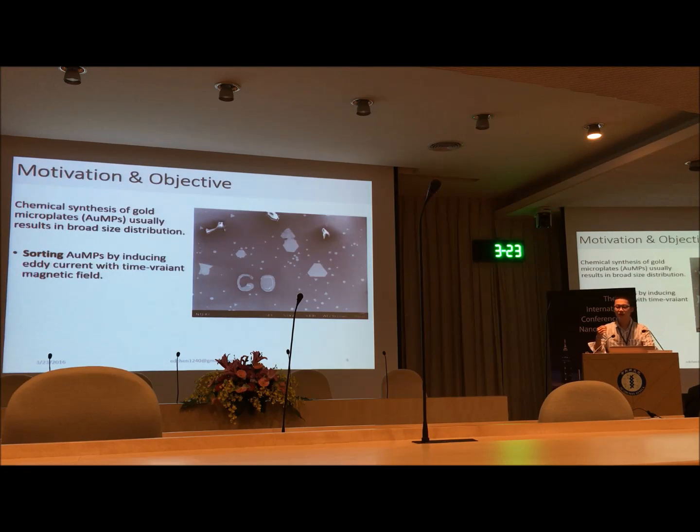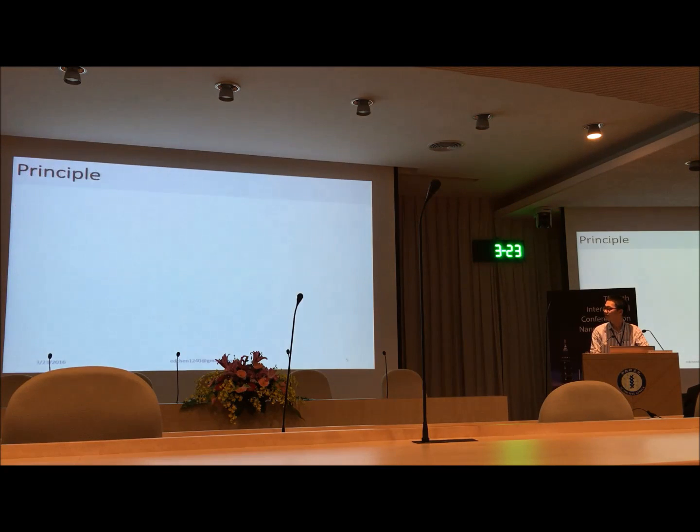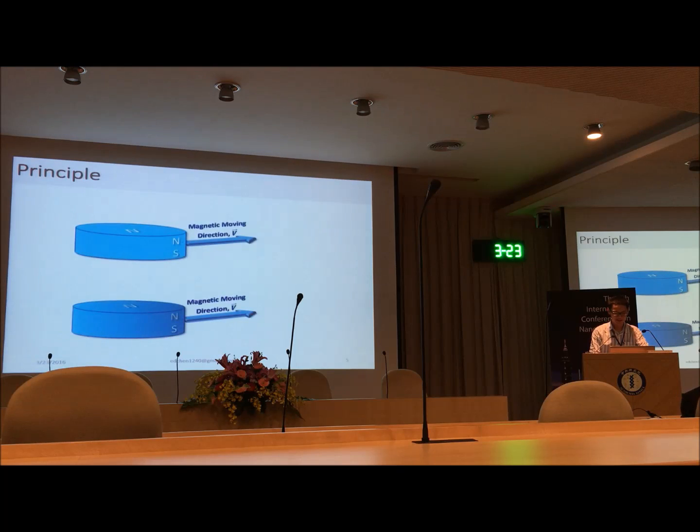In our group, we use a lot of chemically synthesized gold microplates, and we study light-matter interaction such as surface plasmons with these gold microplates. However, they usually result in a broad size distribution, like this and this. So I want to sort the gold microplates with eddy current according to their size. And this is our principle, with another definition here.